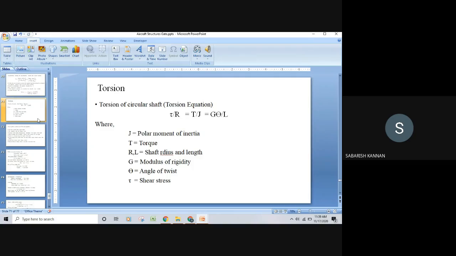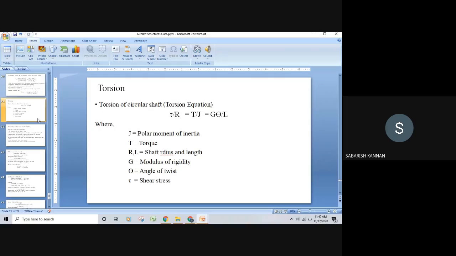So our torsion circular shaft basic equation is tau by r equal to T by J equal to G theta by L. J is the polar moment of inertia. Moment of inertia and polar moment of inertia are different. You need to know that, because the polar moment of inertia formula is different from the moment of inertia formula. So for various cross sections, know what the moment of inertia formula is, what the polar moment of inertia is, and what the section modulus is. Even so, I will send those slides after the class.